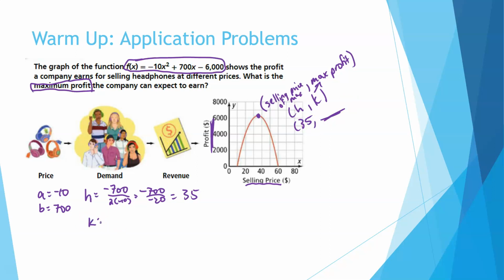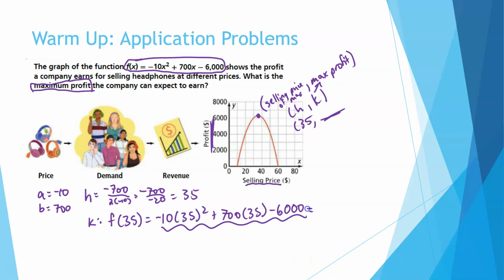Yesterday we learned to find the k. You take the h and you put it in as the input in the original function. So negative 10 times 35 squared plus 700 times 35 minus 6,000. This is where it's helpful if you have a nice calculator because you can type all that in one shot. And if you did, you should have gotten $6,250 is the max profit.